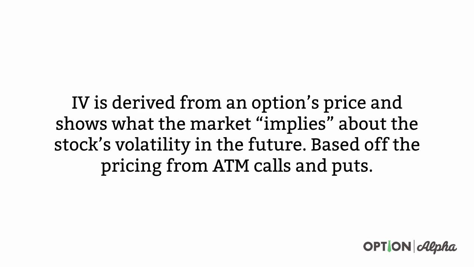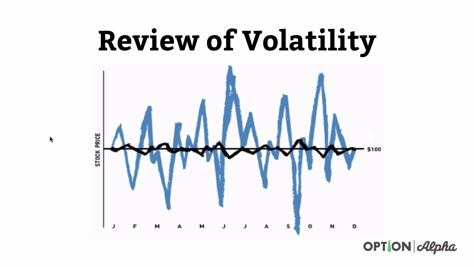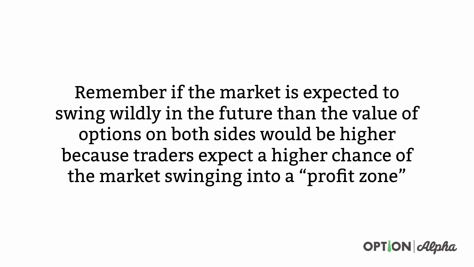So implied volatility is derived again from an options price and shows what the market implies about the stock's volatility in the future. It's based off of pricing from at-the-money calls and puts. And this is what's really cool about options pricing is that almost every number in options pricing is known, meaning it's a number that we can pinpoint, the days until expiration, the intrinsic value of the option, so the difference between the stock price and your strike price. We know all of those numbers. But what we don't know, what we have to imply or assume is how volatile is the stock going to be? Is the stock going to move really wildly over the next year, or is it going to be pretty calm, right? And that's just an assumption that the market has.